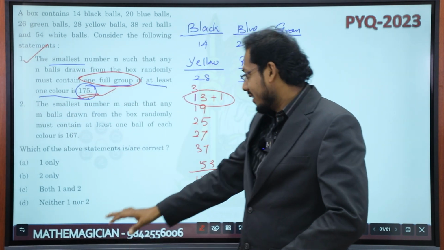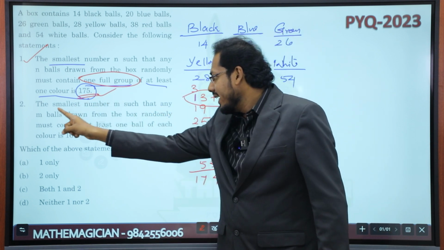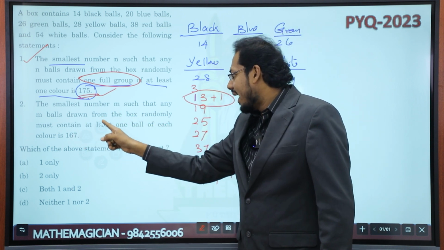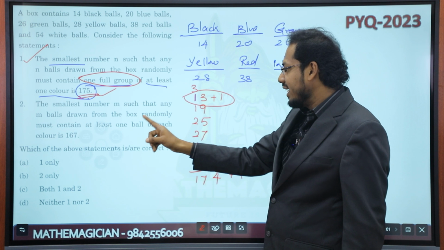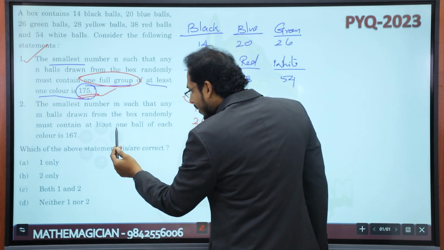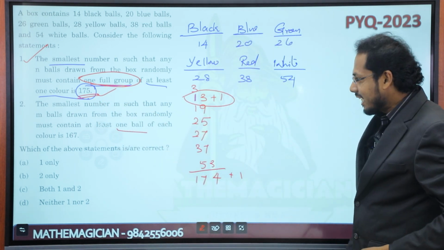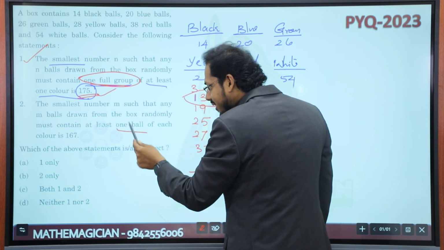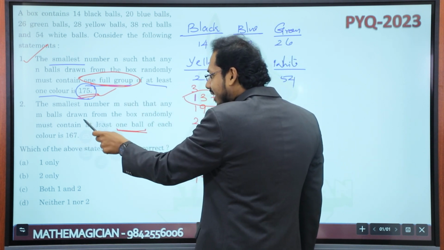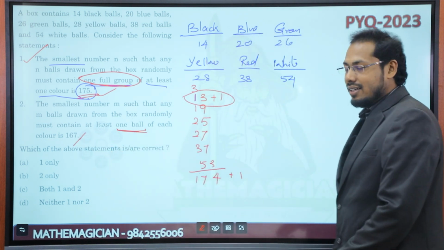And next thing, look at this. The smallest number m such that any m balls drawn from the box randomly must contain at least one ball of each color. Here we need to understand one thing. There they were talking about one full group. But in the second statement, the same concept is repeated again, but they are talking about at least one ball of each color, and it gives 167.